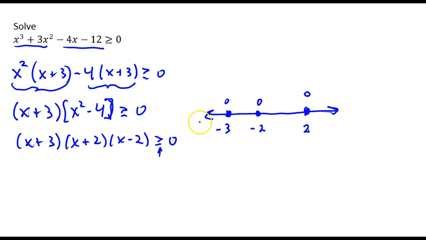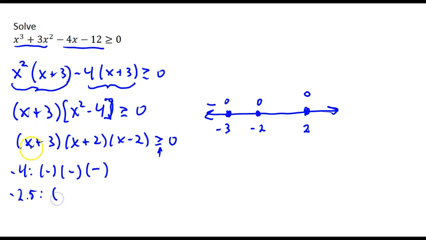So let's pick a point to the left of -3, like -4. The first factor will be -4 plus 3, which is negative. The second factor will be -4 plus 2, which is also negative. And our third factor will be -4 minus 2, which is also negative. So I end up with 3 negatives multiplied together, which gives me a negative. Let's try a point between -3 and -2, like -2.5.